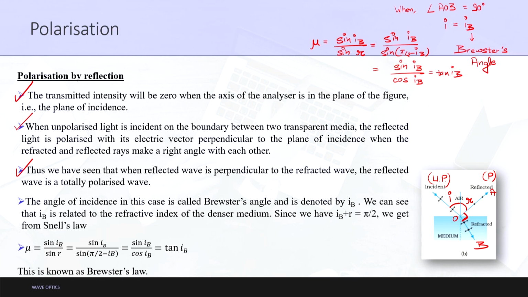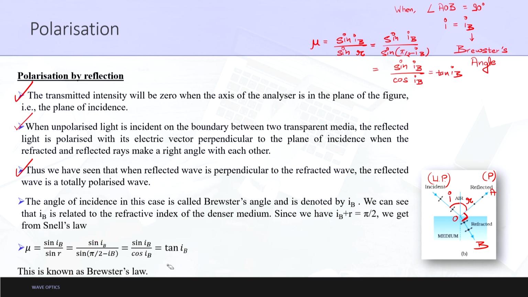So, maybe in the exam, Brewster's angle will be given to you and the question would be asked, please calculate the refractive index. It is nothing but you just need to find the tangent of that, so it is nothing but tan of IB. This is known as Brewster's law. So, please remember this is Brewster's law.